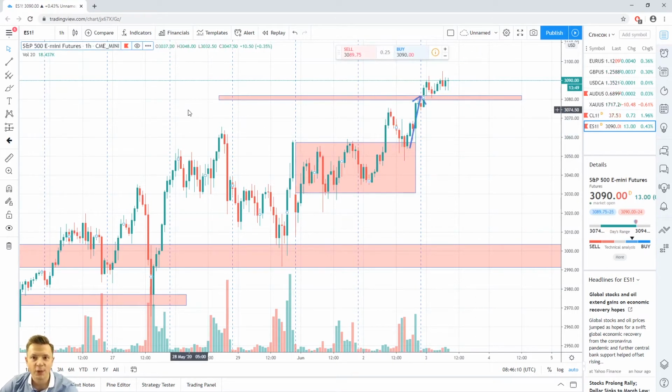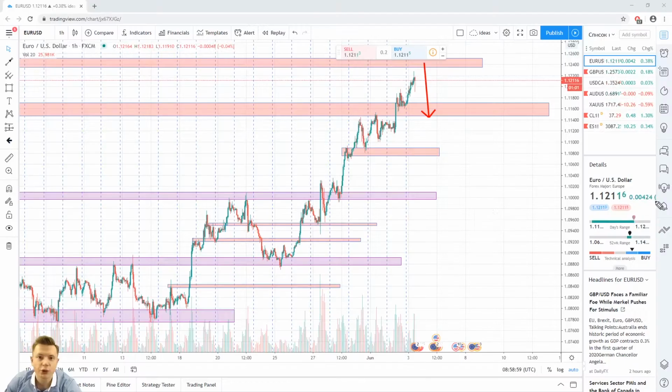Well, right now let's move on to today's ideas. In euro dollar, I expect the price to go a little bit up until 1.1240, and then a reversal model on this important resistance level will be a nice opportunity to take a short trade, and your first target, and also my first target, will be around 1.1160 in this case.